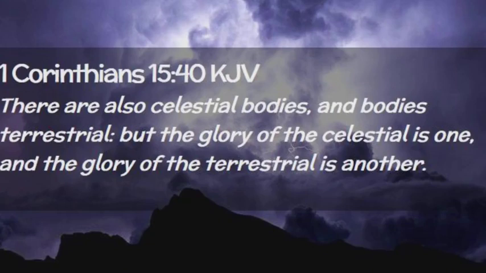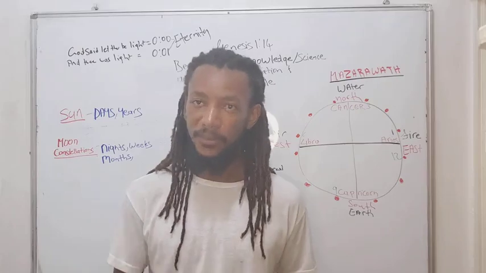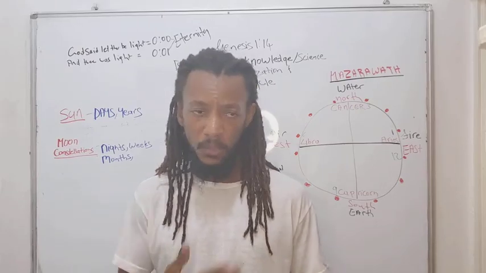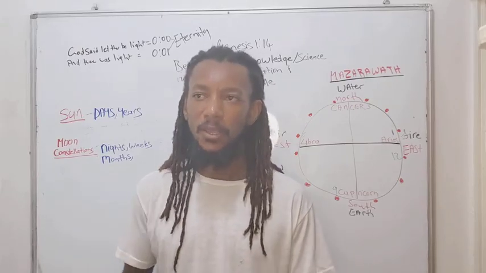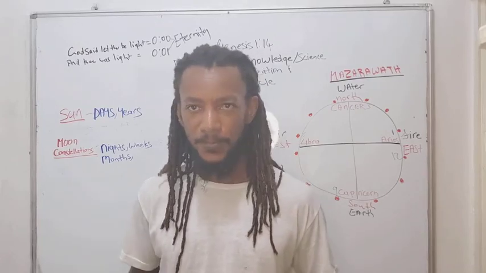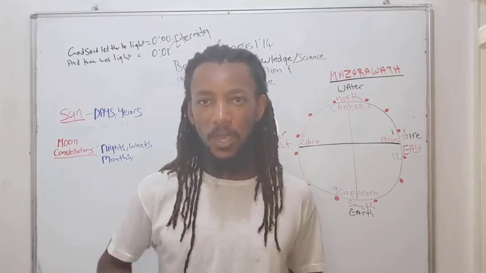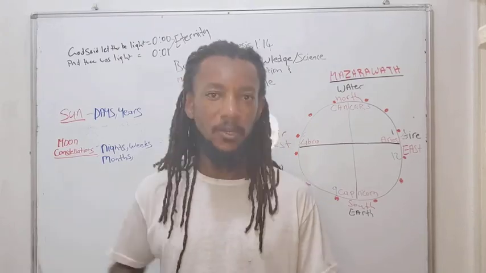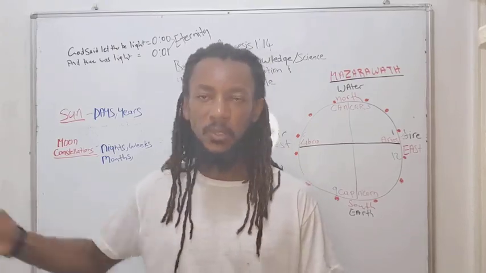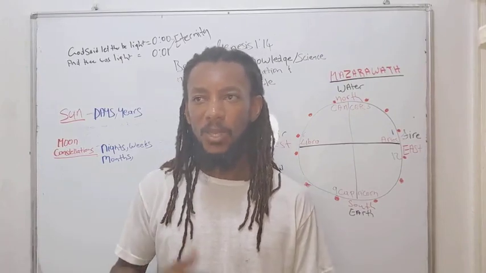It says, there are also celestial bodies and bodies terrestrial, but the glory of the celestial is one, and the glory of the terrestrial is another. So terrestrial is earthly things. So the trees, humans, animals, everything down here, we are mortals. We are defined by time. This is why you hurry trying to get things done before the night comes down or before a certain time. We are defined by time.